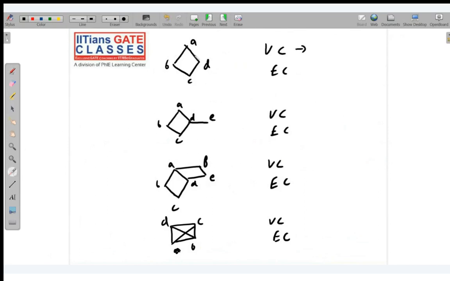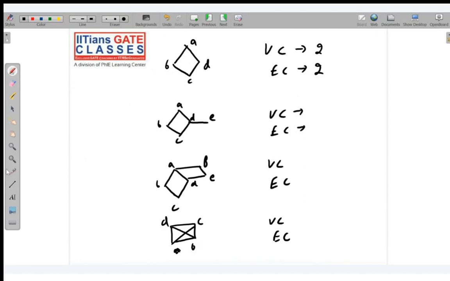So see this. Is there any cut vertex here? No. So two vertices, you just remove these A and C. Your graph will be disconnected. So vertex connectivity is 2. What is edge connectivity? So you can remove these two edges, or you remove these two edges, graph will be disconnected. So edge connectivity is 2.